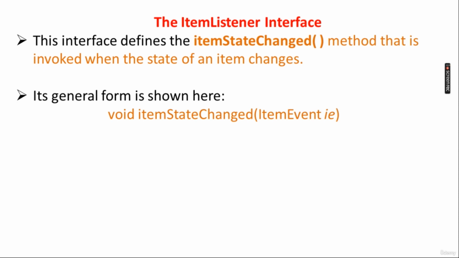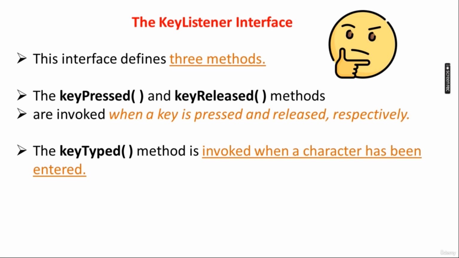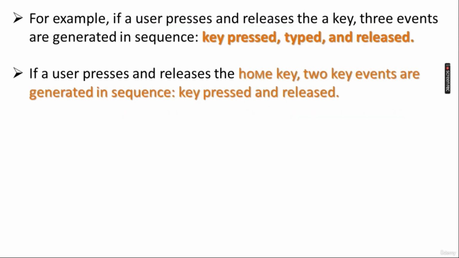ItemListener interface. This interface defines the itemStateChanged method that is invoked when the state of the item is changed. The method's general form is void itemStateChanged(ItemEvent ie). Okay. KeyListener interface. This interface defines three methods. The keyPressed and keyReleased methods are invoked when a key is pressed and released respectively. The keyTyped method is invoked when a character has been entered. If a user presses and releases a character key, three events are generated: key pressed, typed, and released. If a user presses and releases the home key, two key events are generated: key pressed and key released.